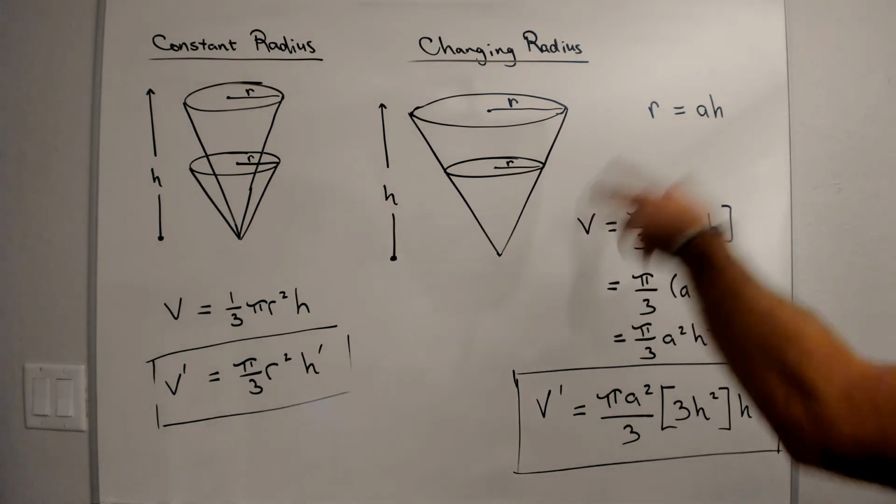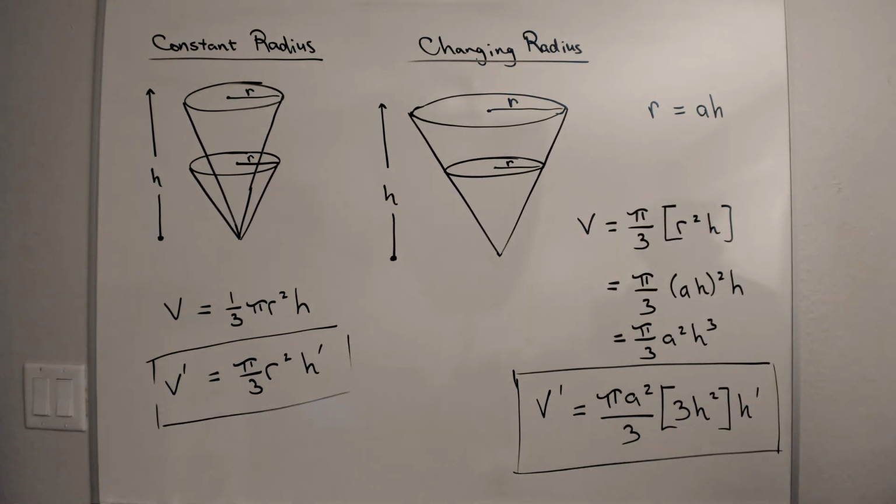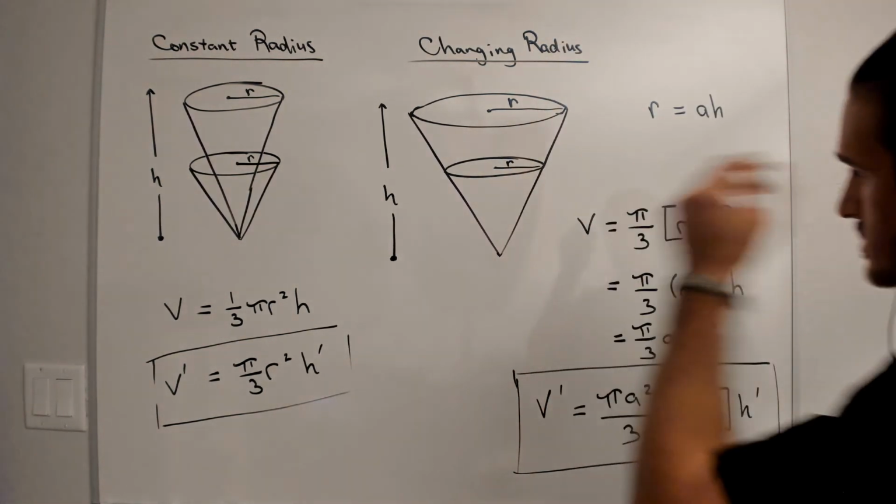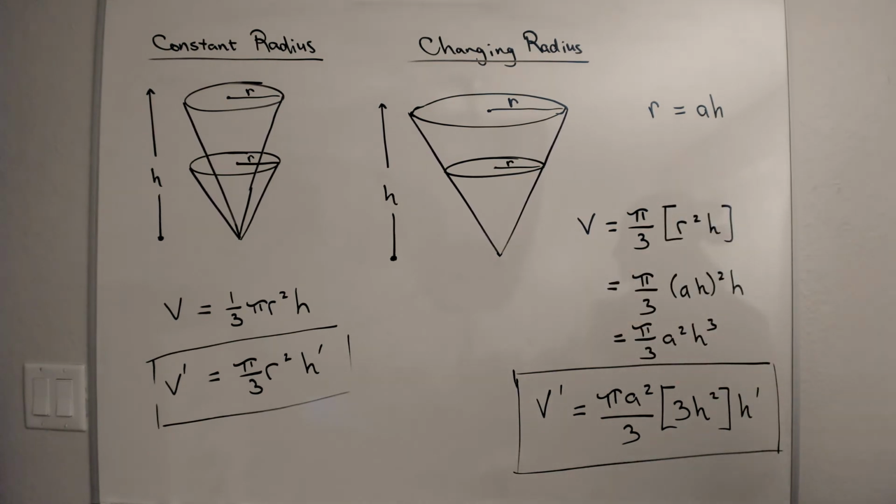So this is definitely a little more intricate. But yeah, it's just, what do you want? Do you want to hold the radius constant, or do you want your bigger cone to be proportionally the same as the smaller cone? And these would be the respective formulas.